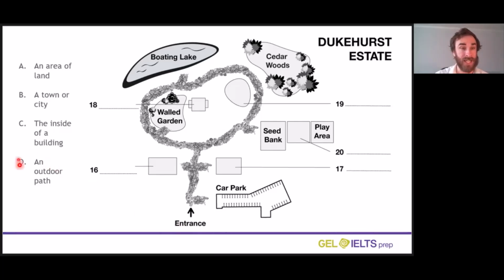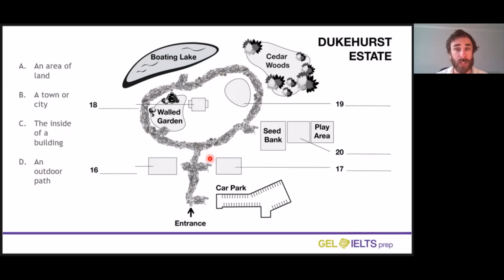This is D, an outdoor path. So that path is here. The speaker will be following this route, and we should be listening out for the various locations on that path. We can use the labels and title and other information in this map to try to predict some of the possible answers that might come up.